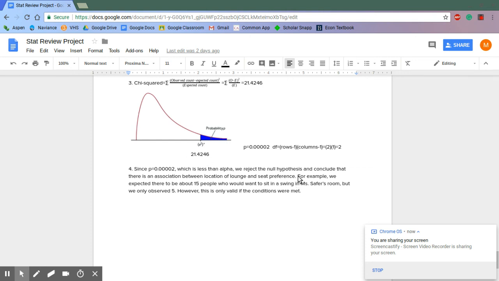And for this statement here, when doing tests, only mention it if you actually reject. If you fail to reject, then don't show an example of when the data is wrong from what you would expect.